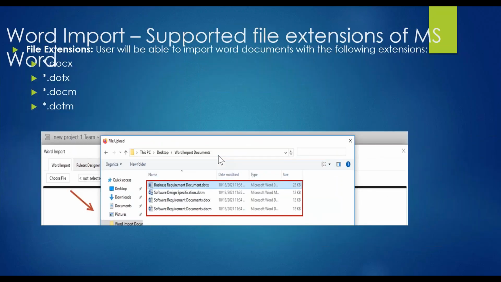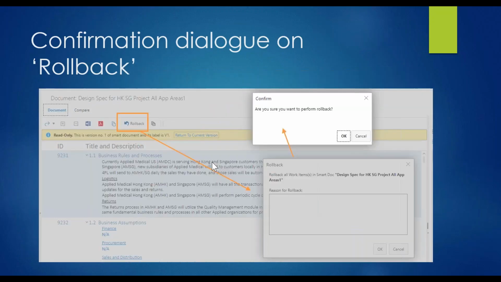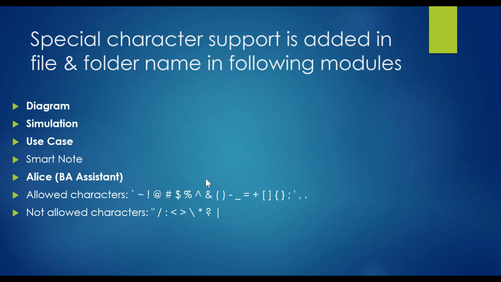So actually, let's skip that. I'm going to show you all of that. Then we have done some messaging so that we're confirming certain things. So small stuff. Also, we have added the support for special characters in diagramming, simulation, use case, smart notes, and Alice. They were already supported in other areas, but these areas were not supporting special characters, so they do now within the names. But of course, there are some characters that are not permitted.